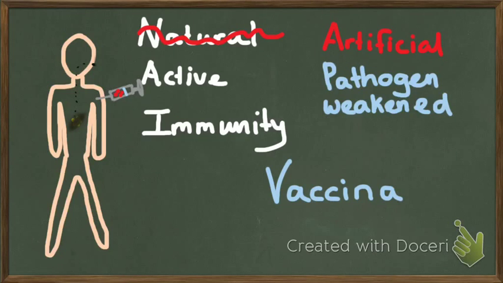We call this a vaccination, a vaccine. You can imagine why we would do this. So in case we get hit by the real thing, the real strong thing, that we can fight it off more easily, more quickly. So rather than the pathogen coming to us naturally, it came to us in the form of a syringe, an injection, or a pill. So it's artificial. It's still active because our body still has to fight off the pathogen. So artificial because it came in a syringe.